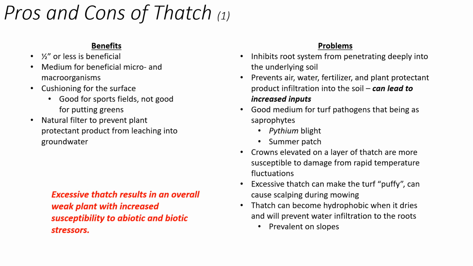Thatch acts as an insulator for crowns and can put the plant in a compromised position during periods of temperature fluctuation. And thatch can make the turf puffy, which increases the susceptibility to scalping during mowing. Finally, thatch can become hydrophobic when it dries, and this will prevent water from infiltrating to the roots. This is very prevalent on slopes. Ultimately, excessive thatch results in an overall weak plant with increased susceptibility to abiotic and biotic stressors.